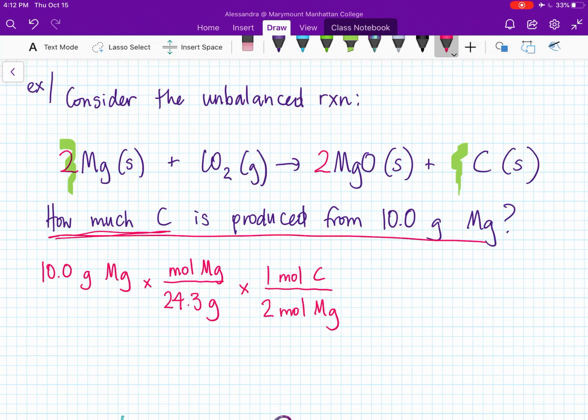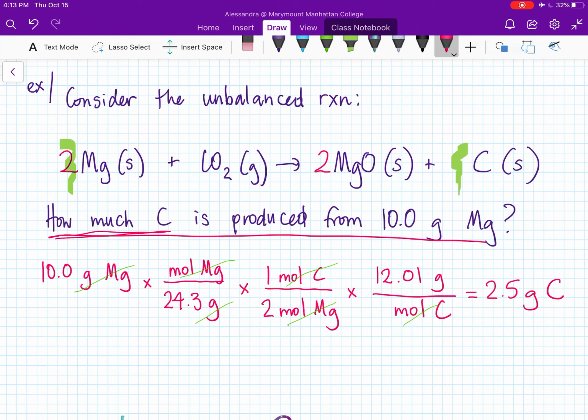But when I'm asked how much, I probably want that in grams. So I am going to convert the moles of carbon to grams of carbon using the atomic mass of carbon from the periodic table. Now I can cross out the grams of magnesium, the moles of magnesium, and the moles of carbon. And I am left with 2.5 grams of carbon. So that's a very basic stoichiometric calculation.